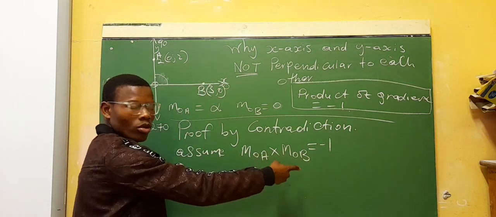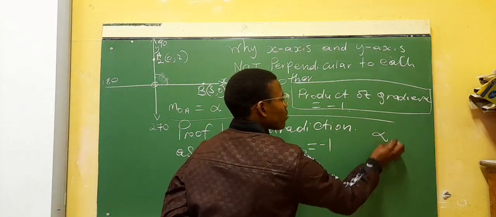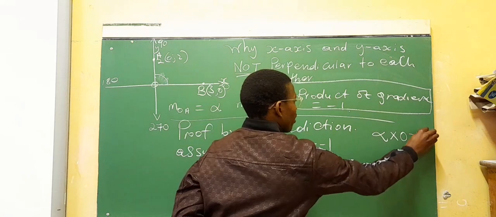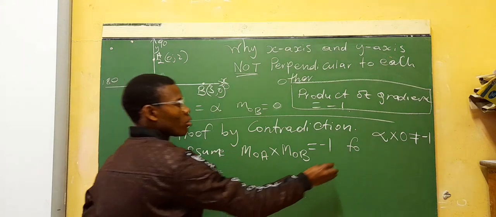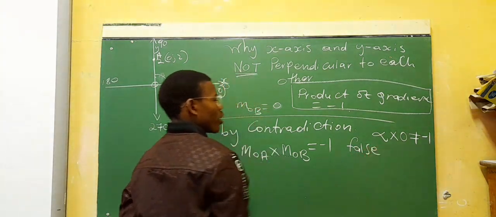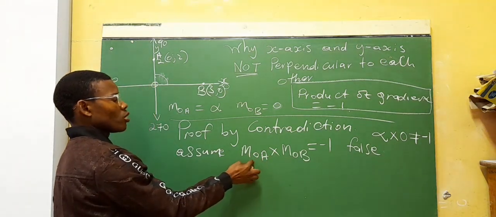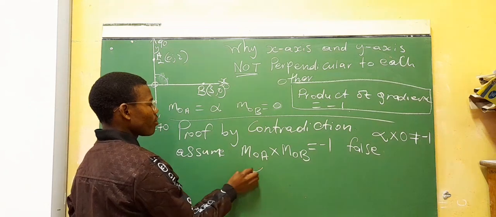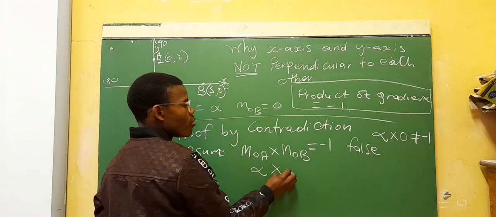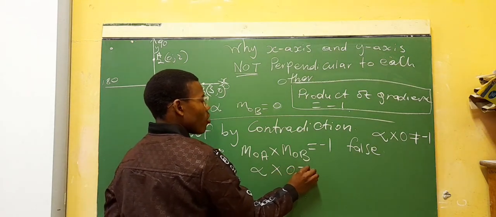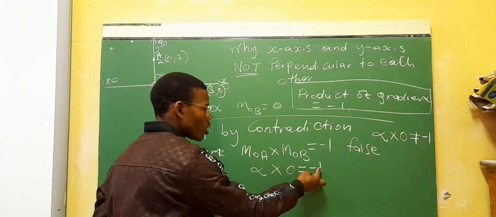Guys, this is not true. This is just a false statement because we know that undefined times 0 is never equal to -1. But let's just assume that it appears that way, even though it is a false statement. If that is the case, let's substitute: the gradient of OA is undefined, times the gradient of OB, which is 0, and you get -1.